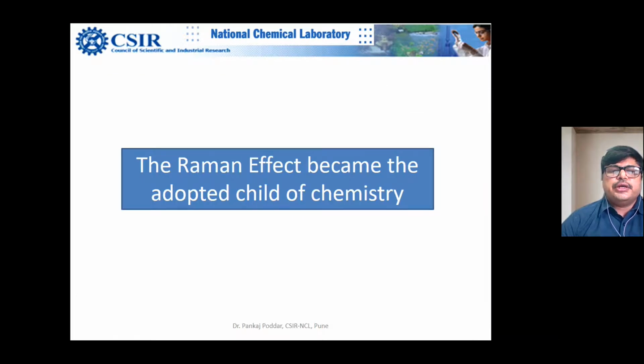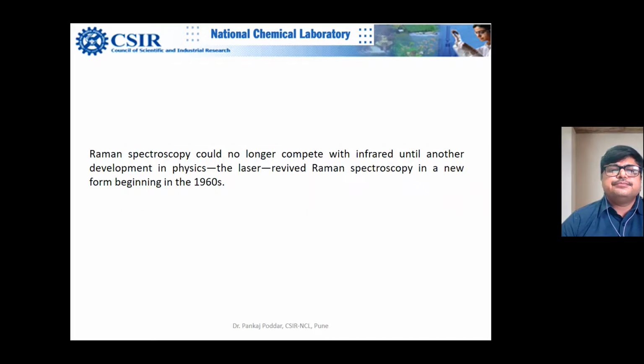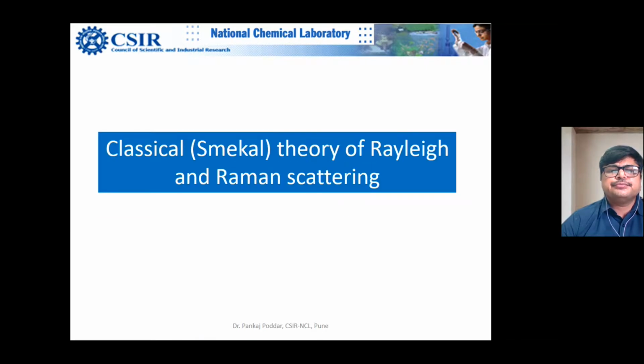So the Raman effect became the adopted child of chemistry because physicists were not very interested at the beginning, because obviously of the source problem, and we did not have very powerful spectrometers. We did not have good detectors. Physicists, as all of you know, are purists. We love to go to the finer details, and that's how we look at the basics. But Raman spectroscopy could no longer compete with infrared. That was a problem until another development in physics. So lasers, which was another development in physics, revived interest in Raman spectroscopy, as I mentioned.